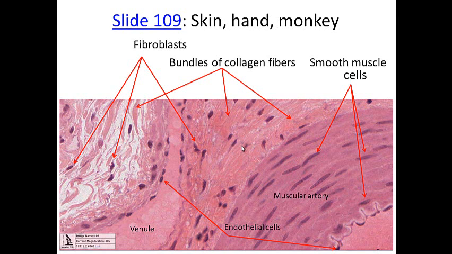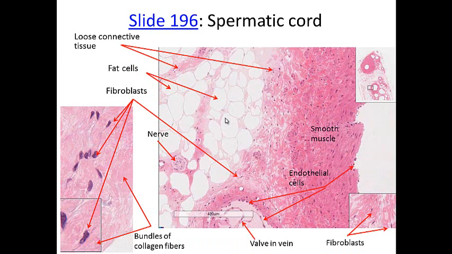The pink here that we see, the kind of orange looking, that is really the bundles of connective tissue fibers, collagen fibers. Here we see the fat cells, which are kind of like chicken wire, as you can see in the spermatic cord, and this would be, of course, loose connective tissue.